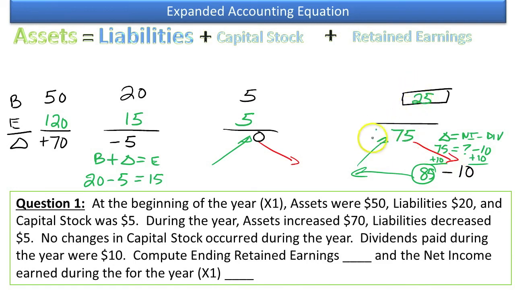If we know that the change in retained earnings was 75, we started with 25, it increased 75, this would have to be 100. So to prove this out, we're going to say these assets are claimed $15 by liabilities plus $105 by the owners. 105 plus 15 equals 120, and we've got this question solved. Ending retained earnings are 100. Net income earned during the year is 85. We've done it.